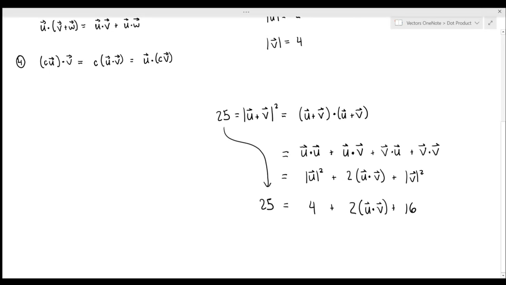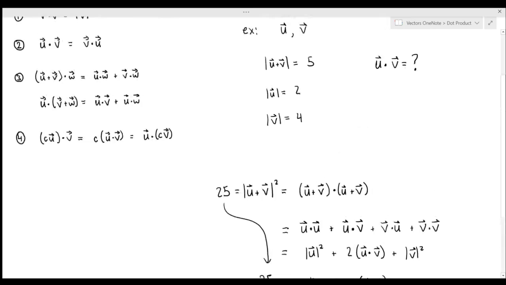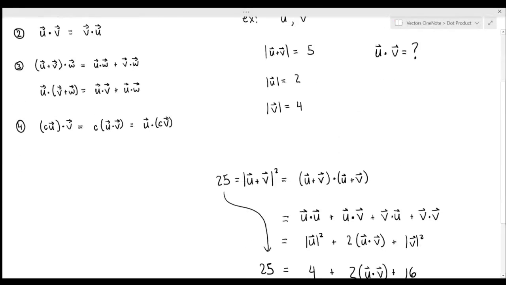So then here, with all the numbers plugged in, you can now solve for the dot product. So here, 4 plus 16 is 20. You can move it over, so 25 minus 20 is 5. And then, therefore, you get the dot product as being equal to 5/2. So this is just a little example of how you can use these properties of the dot product.